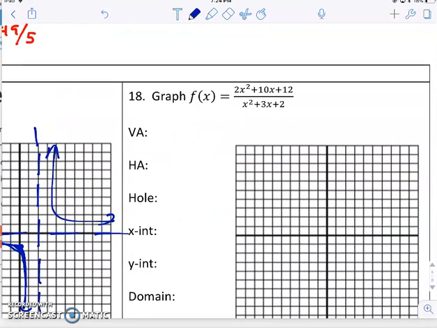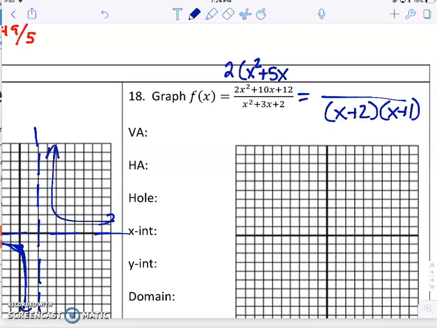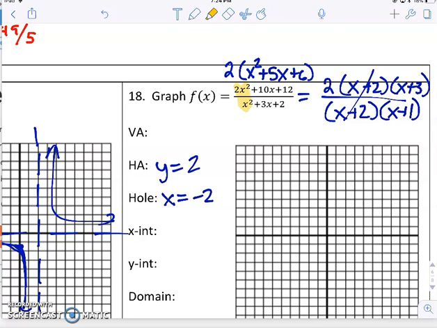So the next one, the first thing we've got to do is factor the bottom. Well, we should actually factor the top too, because we have to see if there's a hole. But this bottom one is pretty easy to factor. The top one, if we factor out a 2, x squared plus 5x plus 6. So it's 2 times x plus 2, x plus 3. So there's a hole at x equals negative 2. There's a horizontal at y equals 2 because those degrees are the same. A vertical in our denominator, so the negative 2 is a hole, so it's at x equals negative 1.